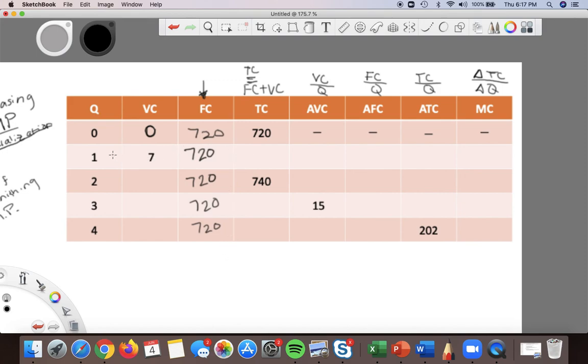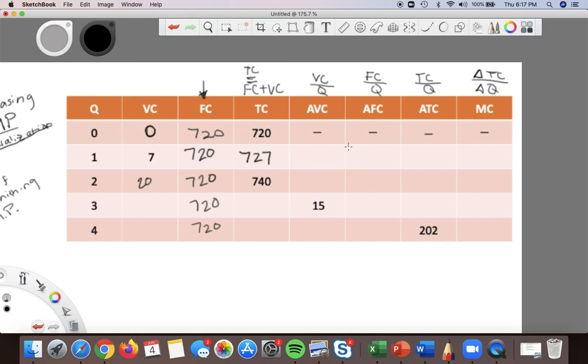Now I can figure out total costs for my first unit of output. Just add these two together, so this will be 727, which is nice. And I can also back out the variable cost here. So now I've got my total cost is 740 and my fixed cost is 720. So some number for variable cost plus 720 has to equal 740. So this must be 20. Now things will have to get a little creative with these bottom two rows, but let's move on to some of my average and marginal costs here.